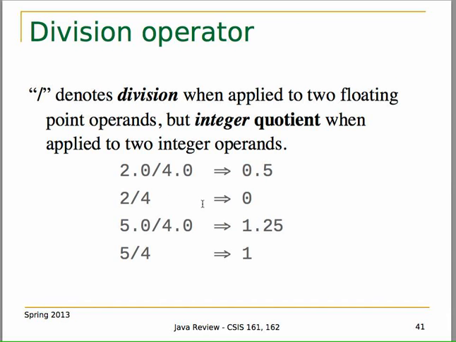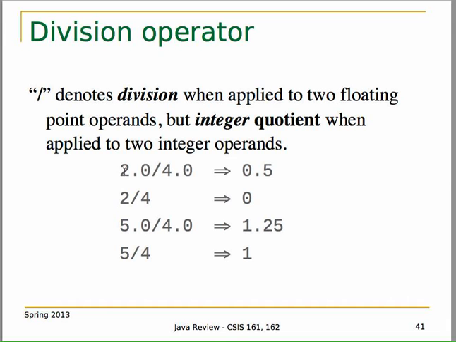Division makes sense, I hope, to everybody. We showed how if you have two integers, the result of dividing one integer by another is always an integer and it has no fractional part. So 2 divided by 4, these are both ints, you'll get a 0.